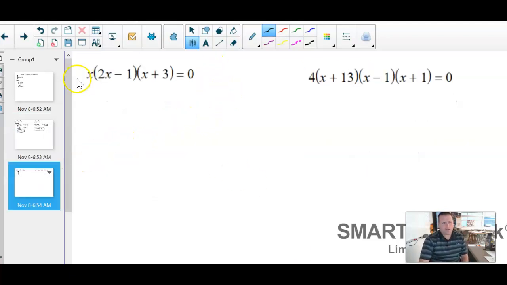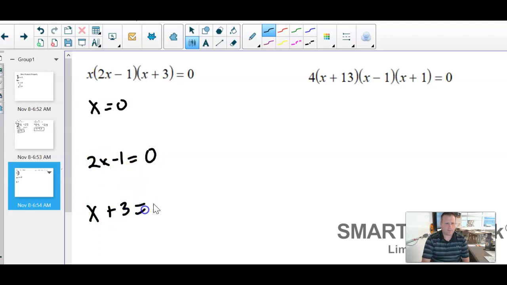This works even if you have more than two things. So this one I've got x, I've got 2x minus 1, and then I've got x plus 3, and they're all equal to 0. If that's the case, I'm going to set x equal to 0. I'm going to set 2x minus 1 equal to 0. And I'm going to set x plus 3 equal to 0. However many things I have, and then I just solve from there.